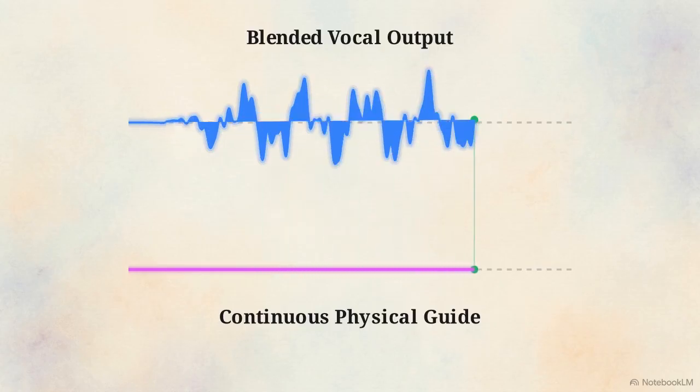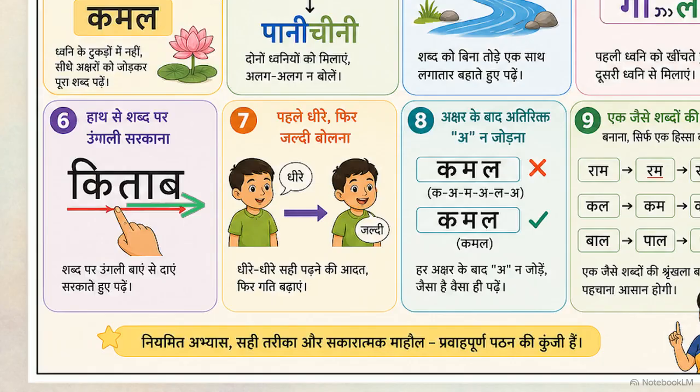Strategy 7 is the slow then fast repetition cycle. The child decodes the word slowly at first, then immediately repeats it at a normal conversational speed to build confidence.